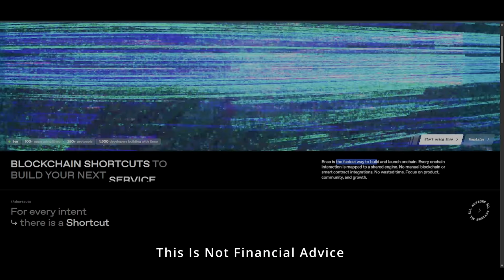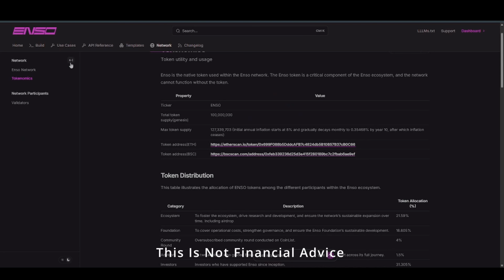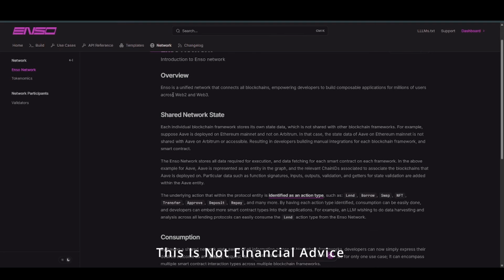So first of all, what is this Enso network? Basically, Enso is a unified network that connects all blockchains, empowering developers to build composable applications for millions of users across Web2 and Web3. So it is like an interoperability platform. For example, each individual blockchain framework stores its own state data, which is not shared with others. So that is where Enso comes in.